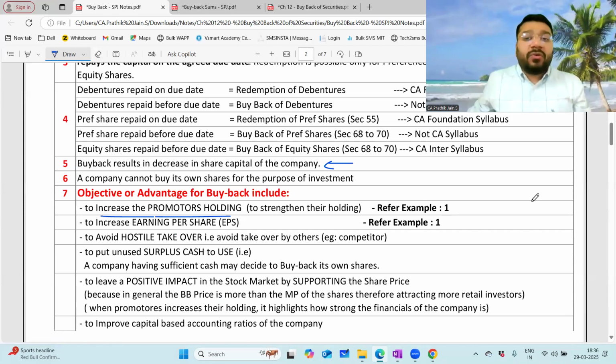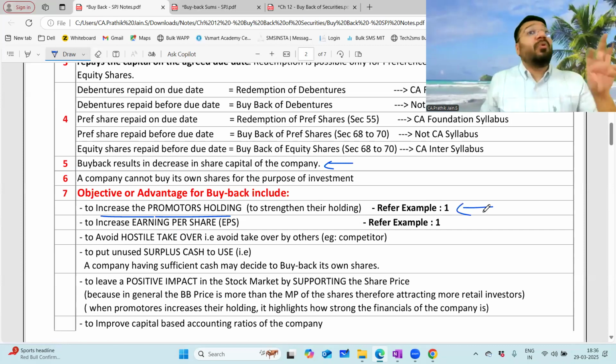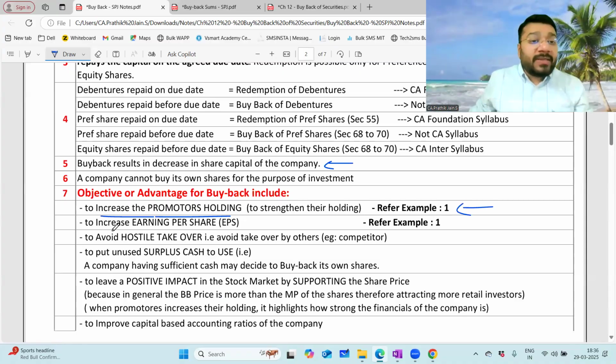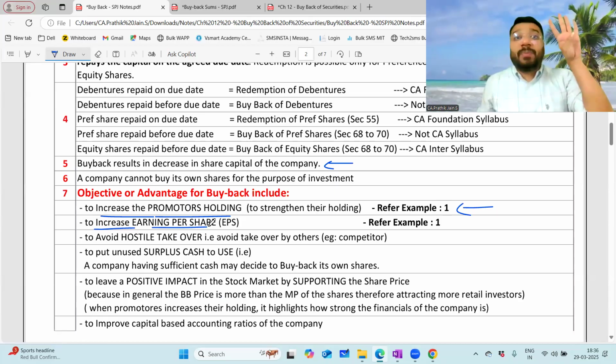Correct, no? So are you clear with the example that we discussed, how the promoters holding went from 20 to 25%? Second objective is to increase the earning per share. In that same example one, 40 rupees per share was the earning per share. It became later 50 rupees per share.